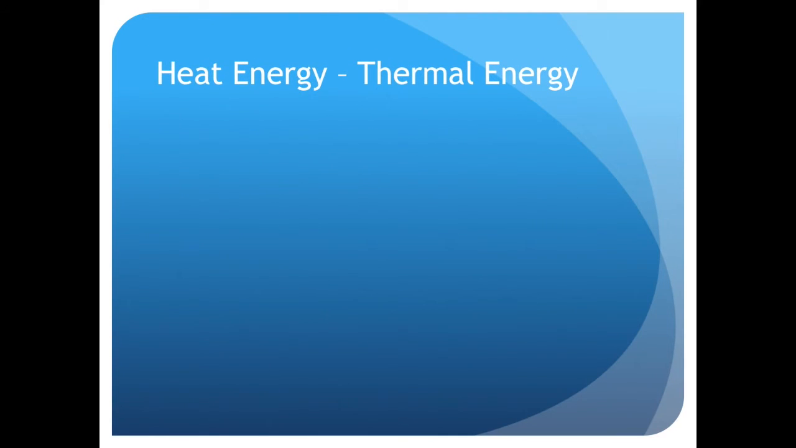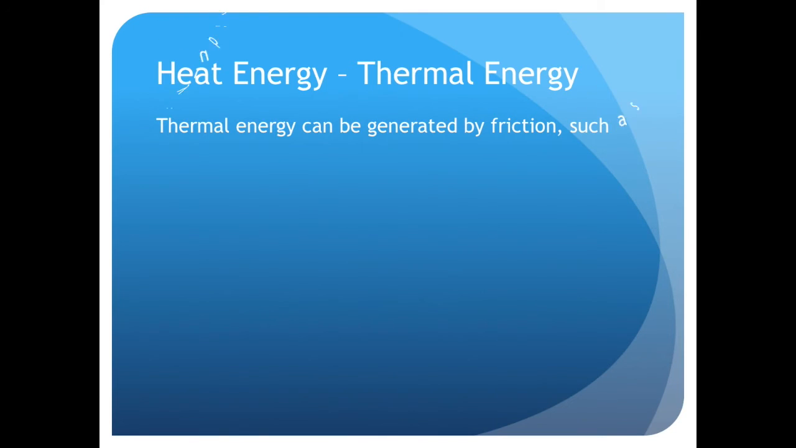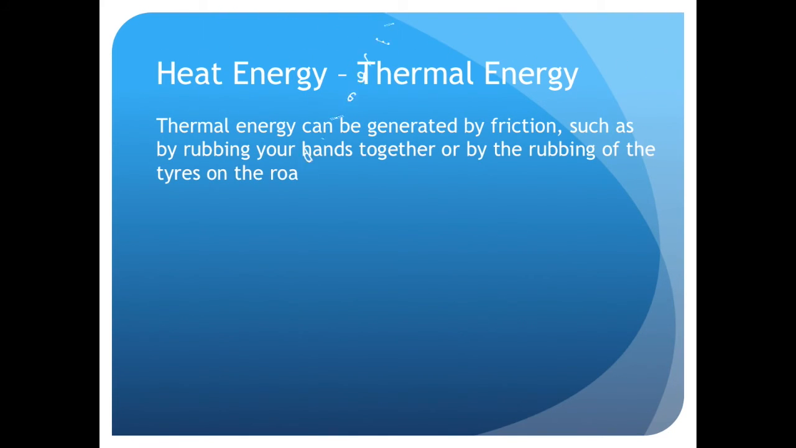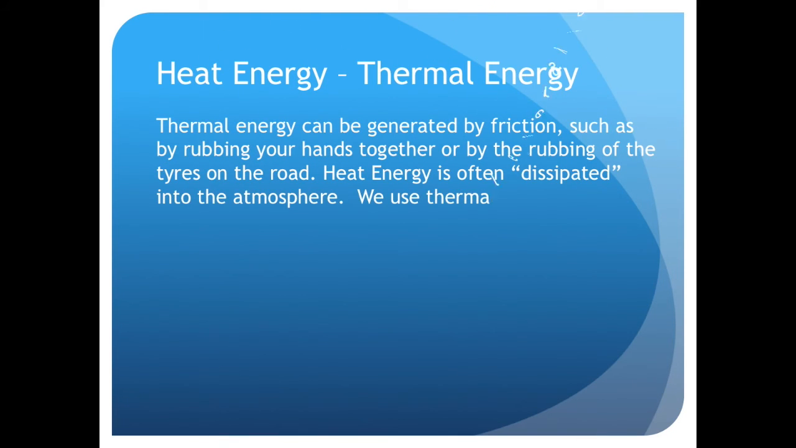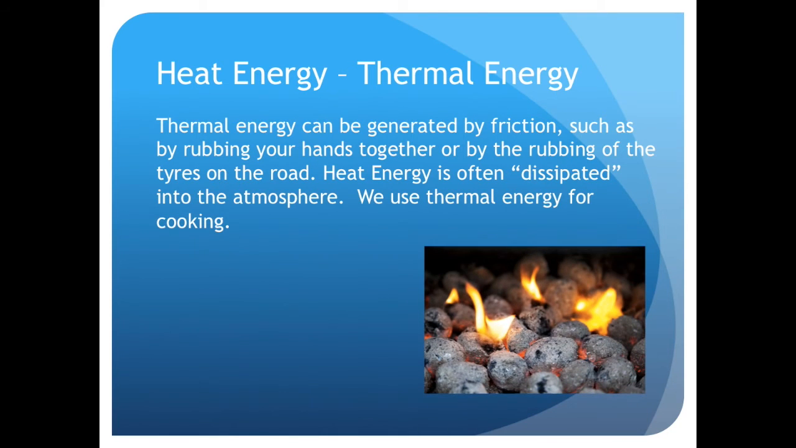We've got heat energy or thermal energy. Thermal energy can be generated by friction, and if you rub your hands together or tyres on the road or anything like that, it tends to get hot, and that's where heat energy is often dissipated, so it goes out into the atmosphere. We use thermal energy for cooking. Every time we cook something on the stove, there's thermal energy.